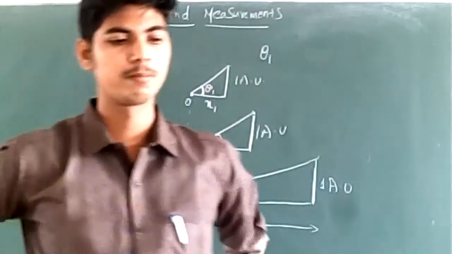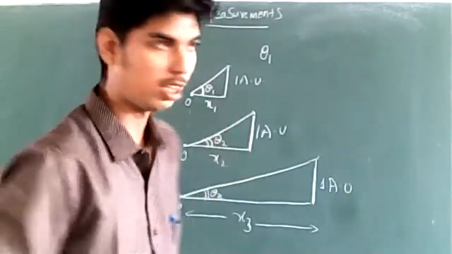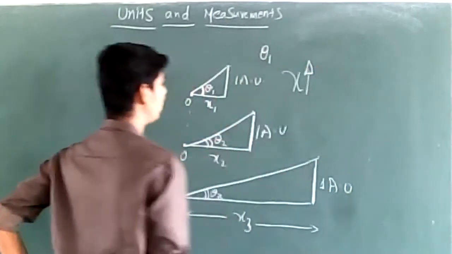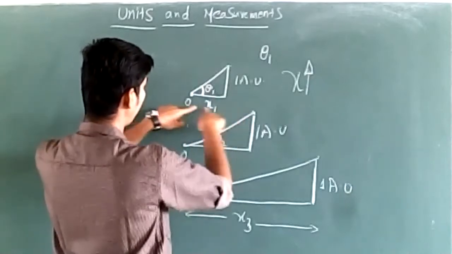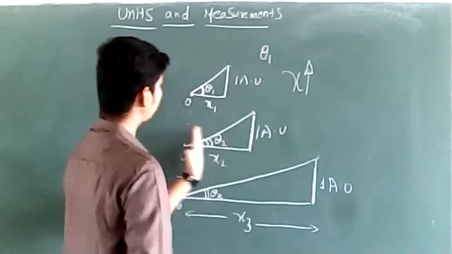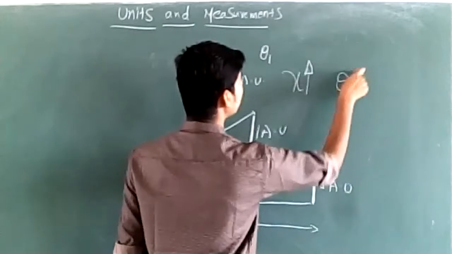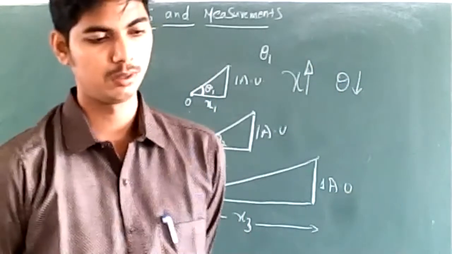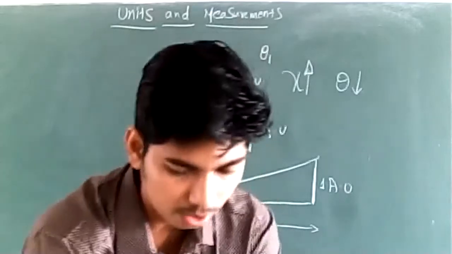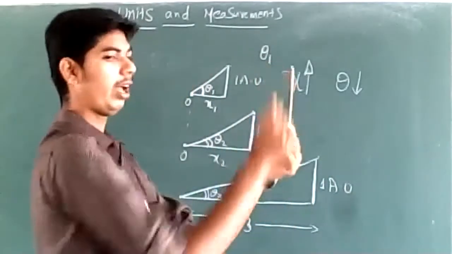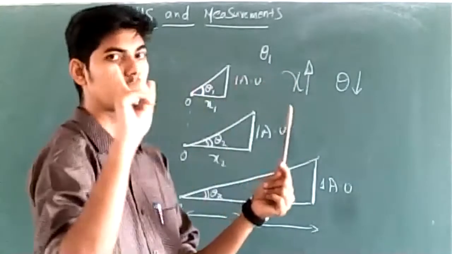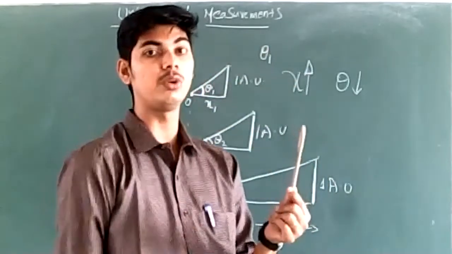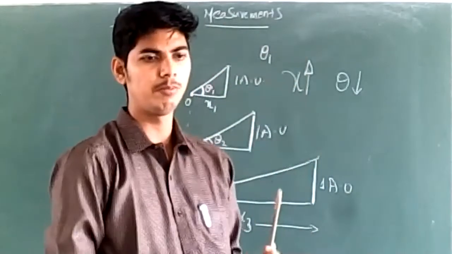What happens? It goes on decreasing. So as the distance of the arc from the point increases, as x increases, the angle theta goes on decreasing. Angle theta goes on decreasing. Right? Now I have an arc whose length is 1 astronomical unit. The length of this arc is 1 astronomical unit, so it will be very large.